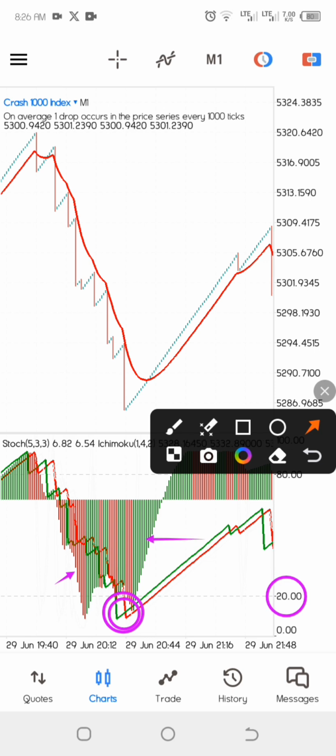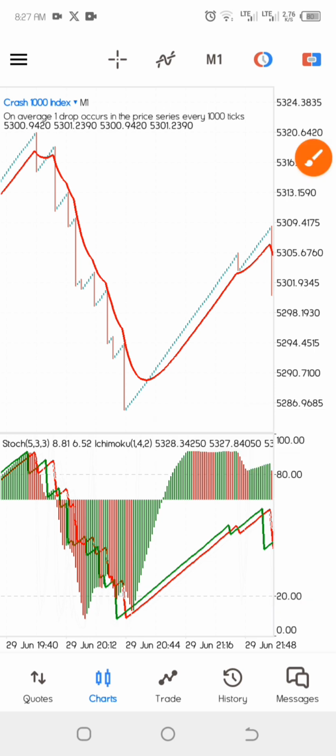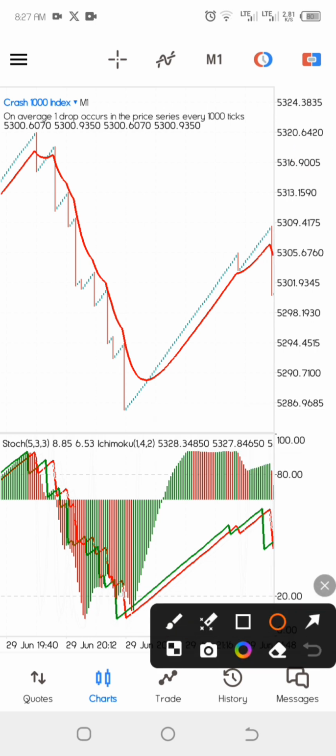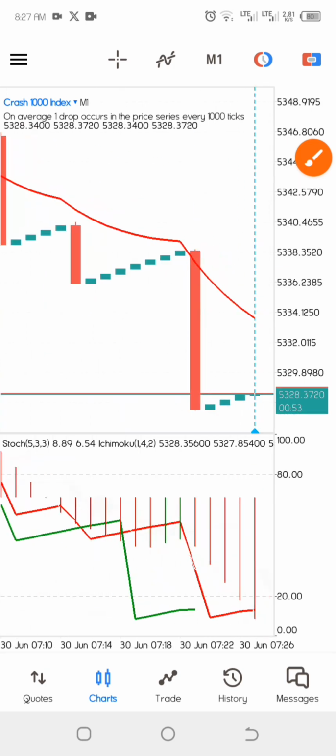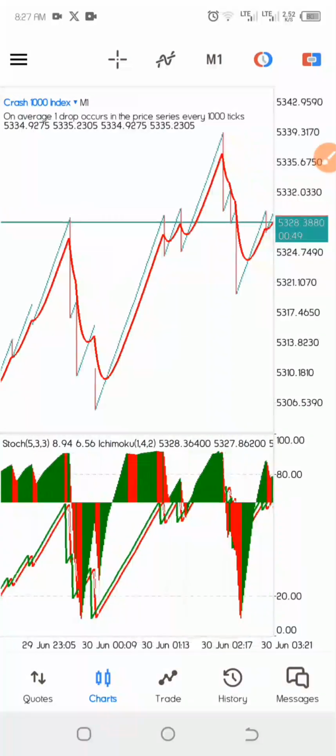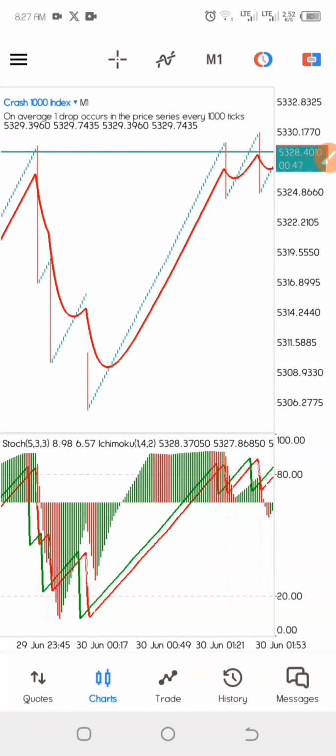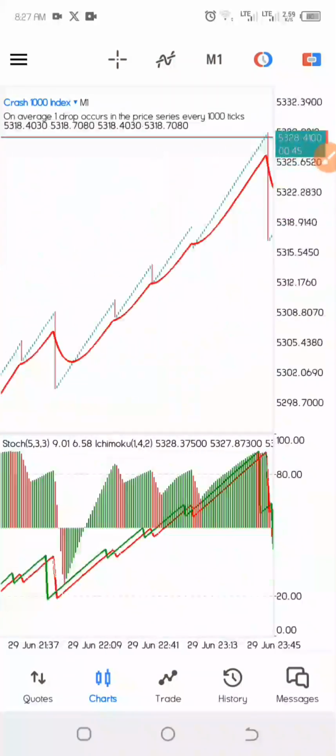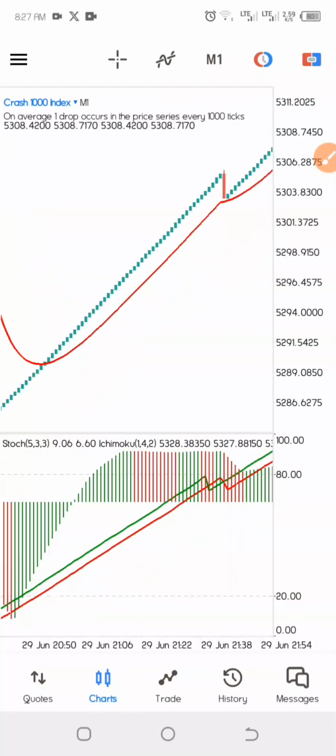Okay, after we see those three things, then the fourth thing we want to see is we want to now check the moving average on our main chart. Now what are we seeing in our main chart? Okay, so what are we looking for in our main chart?